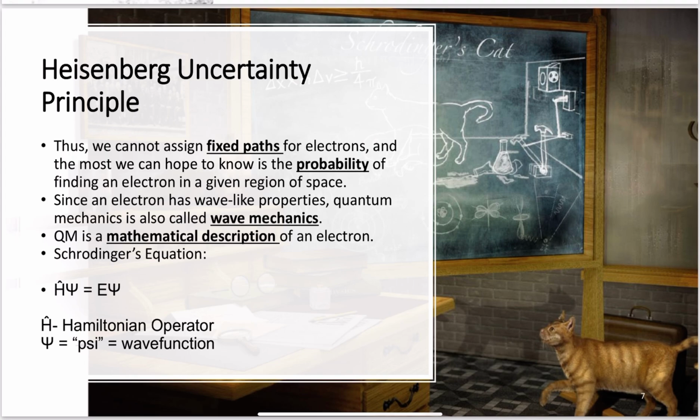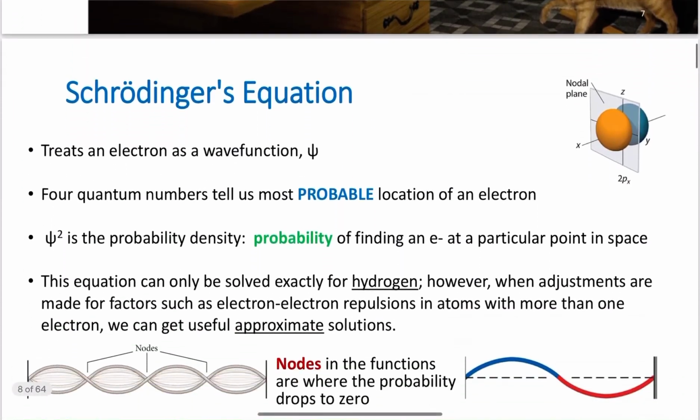Quantum mechanics is a mathematical description of an electron, so it gives us Schrödinger's equation here. But basically, the whole point behind this is that we can describe a region in space where we believe the electron is residing. We can't tell you exactly where it's at because we're going to affect the electron itself, but we can give you a most probable location of an electron, and that's solved mathematically.